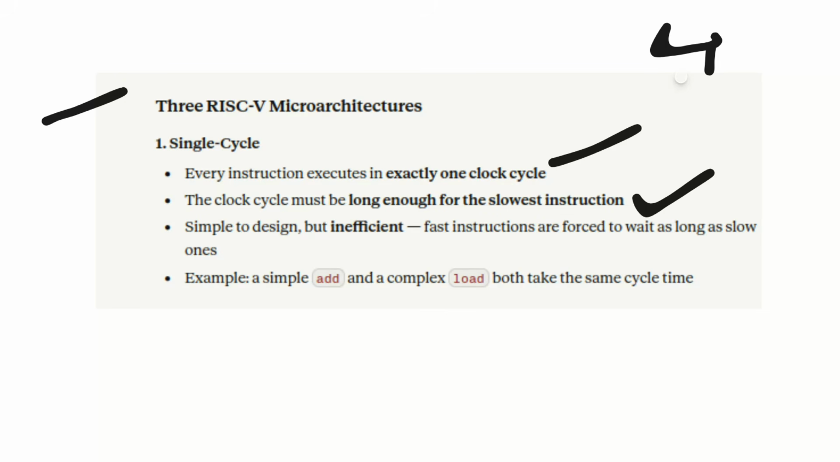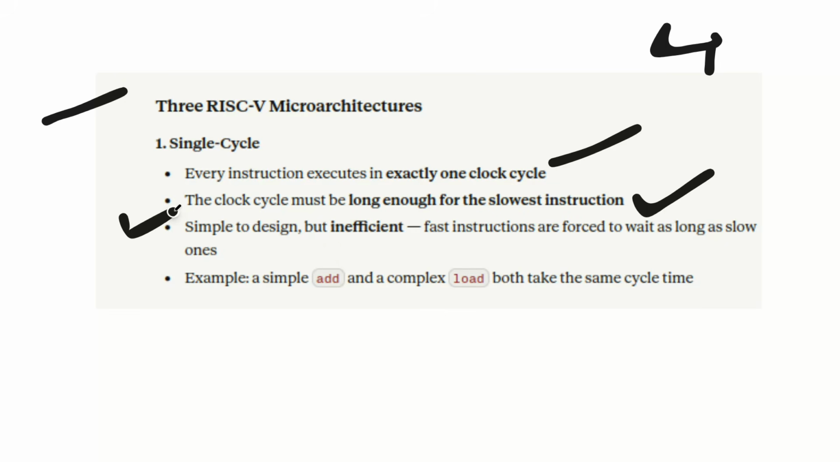Such instructions, the clock cycle should be enough. Understood? So the clock cycle should be long enough for the instruction which has more executing time. Okay, simple to design but inefficient. Fast instructions are forced to wait as long as slow ones.